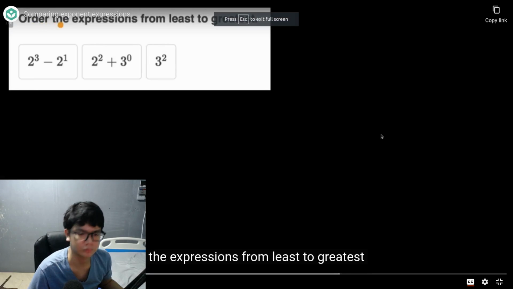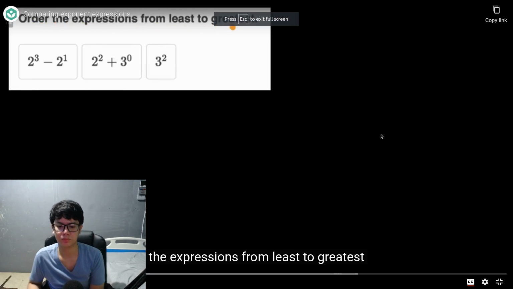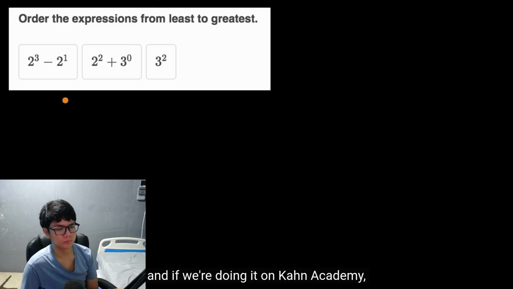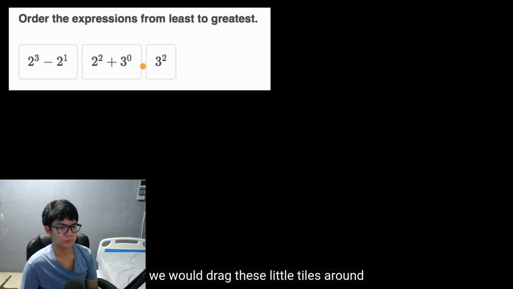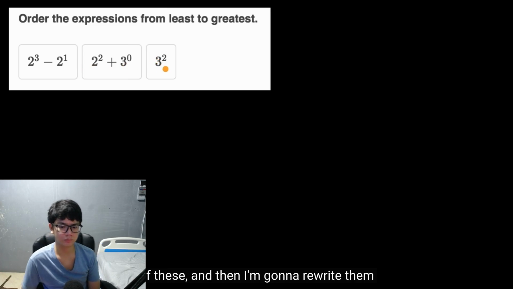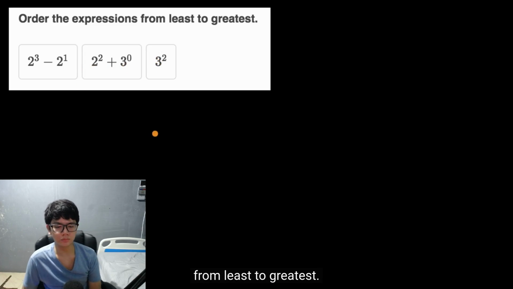We're asked to order the expressions from least to greatest. And this is from the exercises on Khan Academy. If we're doing it on Khan Academy, we would drag these little tiles around from least to greatest, least on the left, greatest on the right. I can't drag it around because this is just a picture. So I'm going to evaluate each of these, and then I'm going to rewrite them from least to greatest.